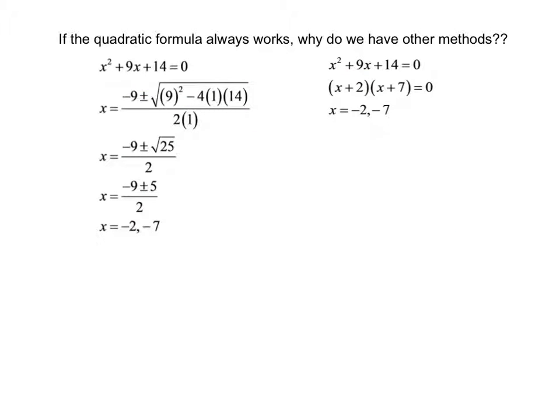So if the quadratic formula always works, then why do we have the other methods? For example, why do we know that we can factor this quadratic and get x is equal to negative 2 or negative 7, but we have to know how to use this quadratic formula? Well, folks, you're going to find some problems where you can't factor it, or you can't complete the square, or you can't take the square root of the whole thing. In those particular situations, that is when we need to be capable of using this technique.